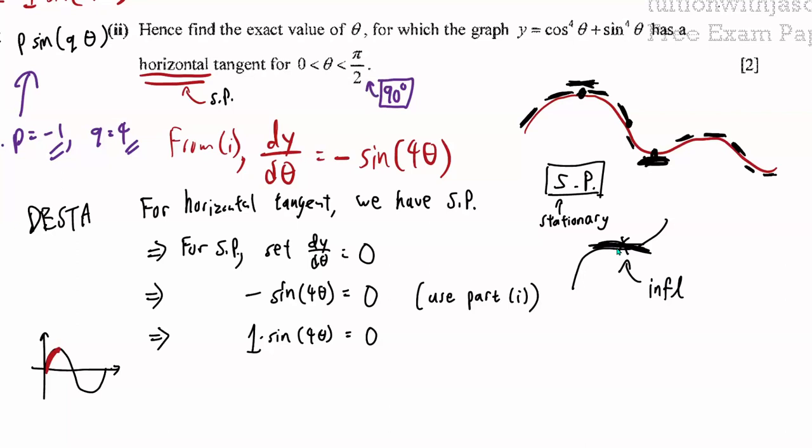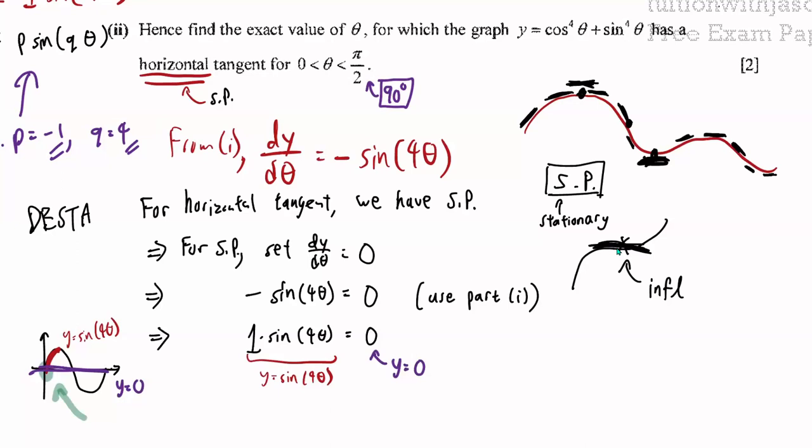Okay. So that means if you equate to 0, there's only one answer. Okay. This is y equals sine 4 theta. Then that is y equals 0. This is y equals 0. This is y equals, maybe I should use red pen. This is y equals sine 4 theta. So just find the point of intersection. You realize it's over here.